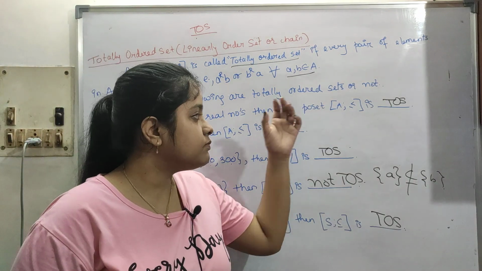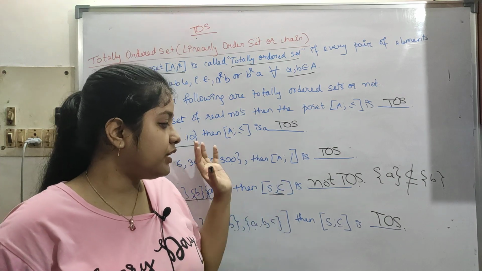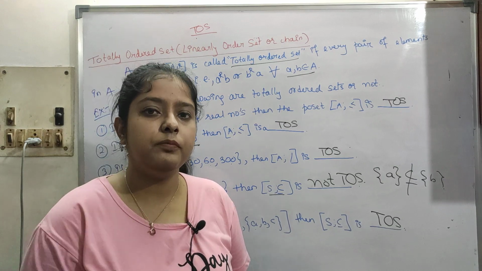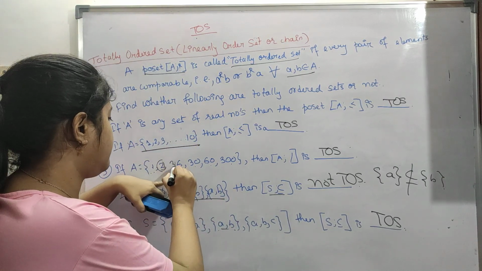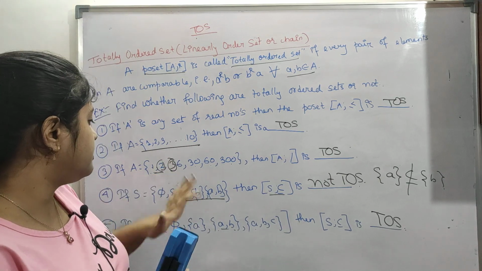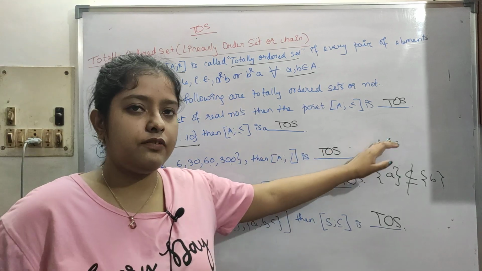Let's move on to GATE questions, then it will be clearer to you. You can visualize and do the questions. With more practice, this will be clear. I made a mistake earlier, so you can understand: if 3 would have been present, 3 is not divisible by 2, so that's why 3 is discarded, and then it is a TOS. If 3 would have been present, it would not have been a TOS.